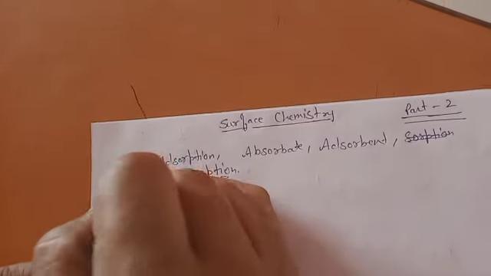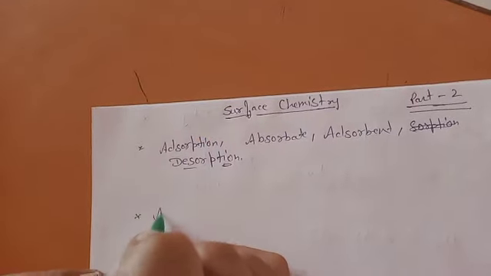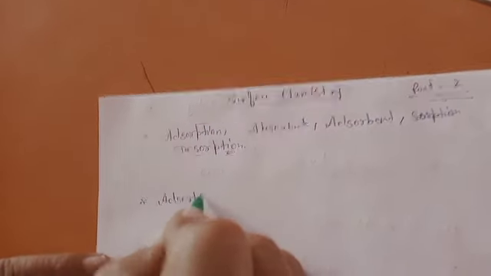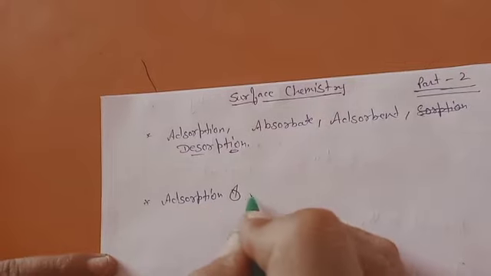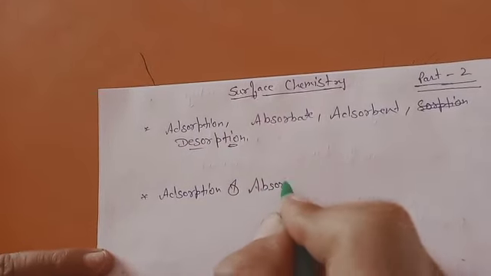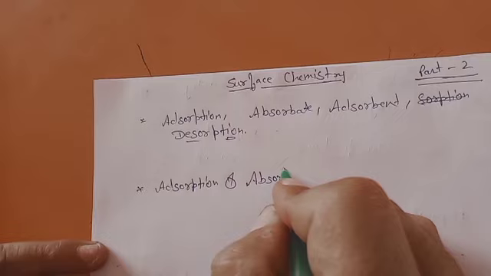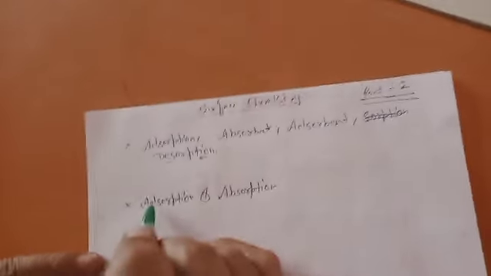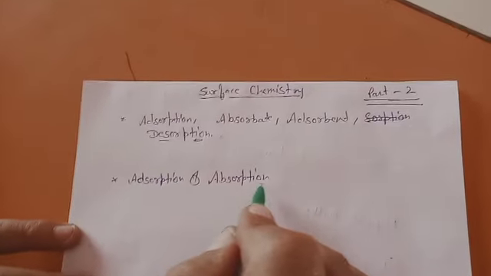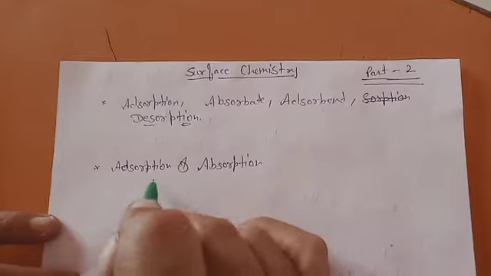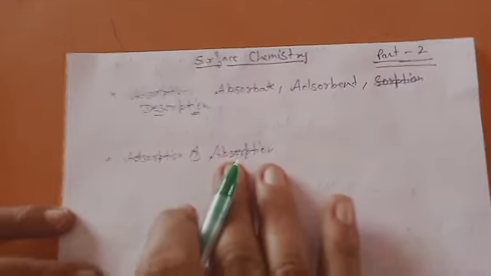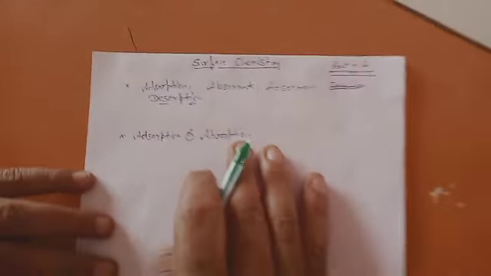Now today we will discuss adsorption and absorption. Okay, pay attention. This is AB, absorption. This is AD, adsorption, which is happening at the surface. And absorption is a different thing. We will now discuss what is the difference between adsorption and absorption.